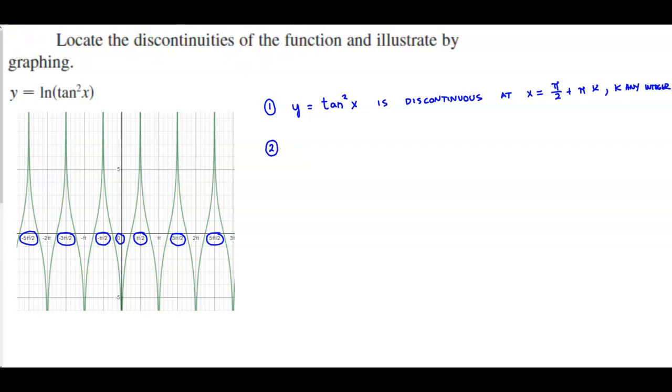Next, what do we know? We also notice that the function y equals tangent squared x is discontinuous at 0. So that means x is equal to 0 plus pi k, that is, x is equal to pi k, and k is any integer.